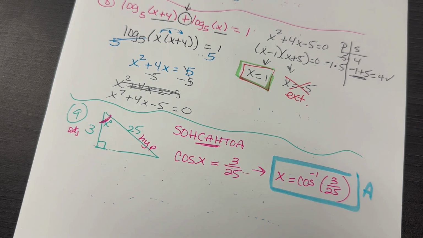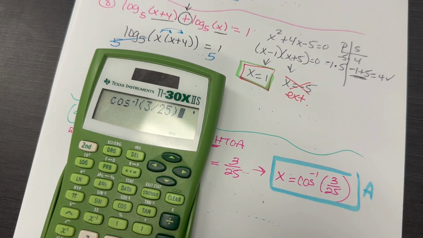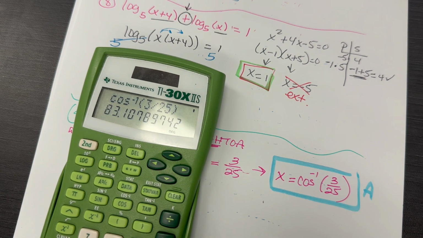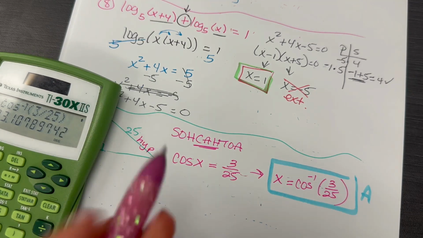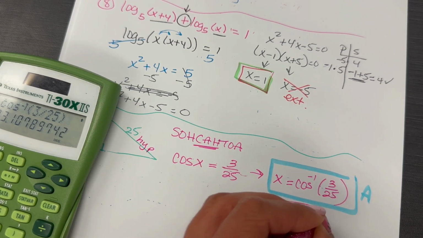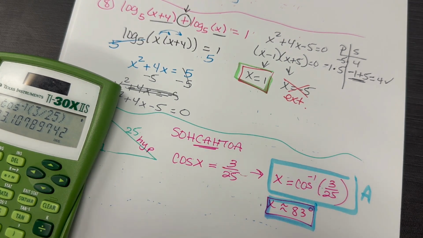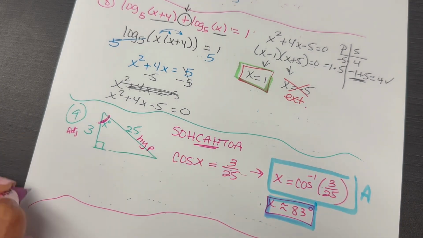Then you have to actually solve it. For part B, you have to find the missing angle. So if you're using this calculator, you just hit second cosine and 3 over 25 and hit equals. If you're using the black calculator, you have to get 3 divided by 25 equals first, and then second cosine. It should be, to the nearest degree, 83 degrees. So x is approximately 83 degrees. And this was the part B part that you needed to type in. That was number 9.